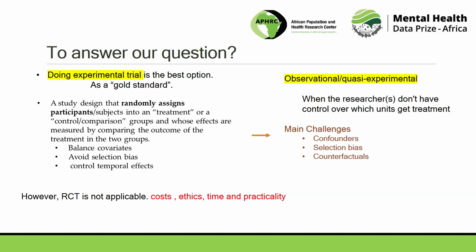But I remember there is some caveat. An RCT may not really give us causation. Doing an RCT by itself doesn't necessarily give us causation. But compared to the other study designs, the randomized controlled trial is the best option. Why? It randomly assigns, it balances covariates, it avoids selection bias as compared to observational studies.